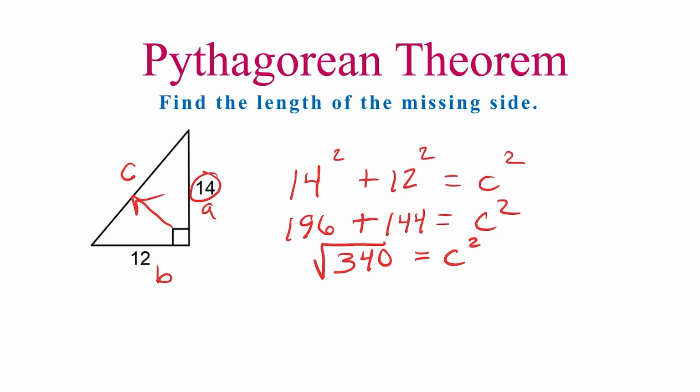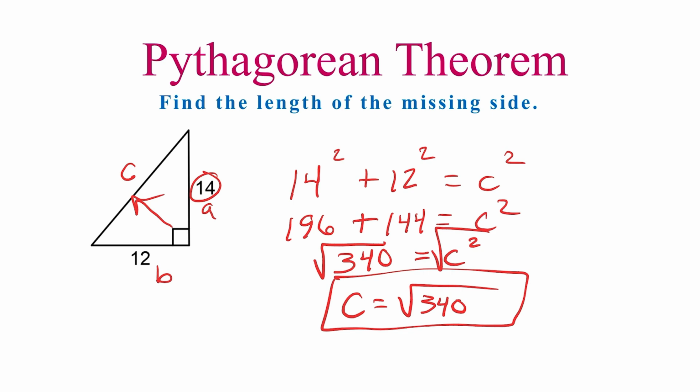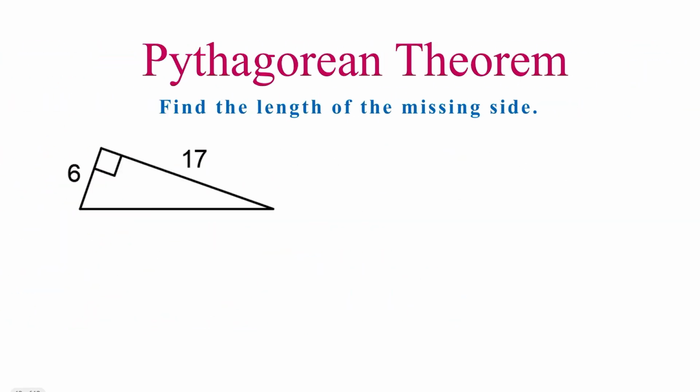We need a side, so we've got to do the square root of both of them. C equals square root of 340. And that's how long side C is, square root of 340. Do it in a calculator to make sure it looks right. 18.4. Well, side A and B are 14 and 12. This one's longer. 18.4 looks reasonable to me.